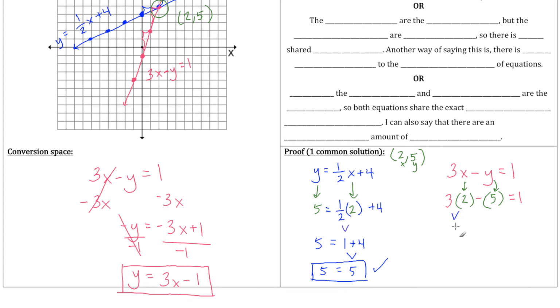3 times 2 is 6. Negative 1 has 5, or minus 5 is just minus 5, equals 1. 6 minus 5 is 1, which is equal to the right side, which is also 1.